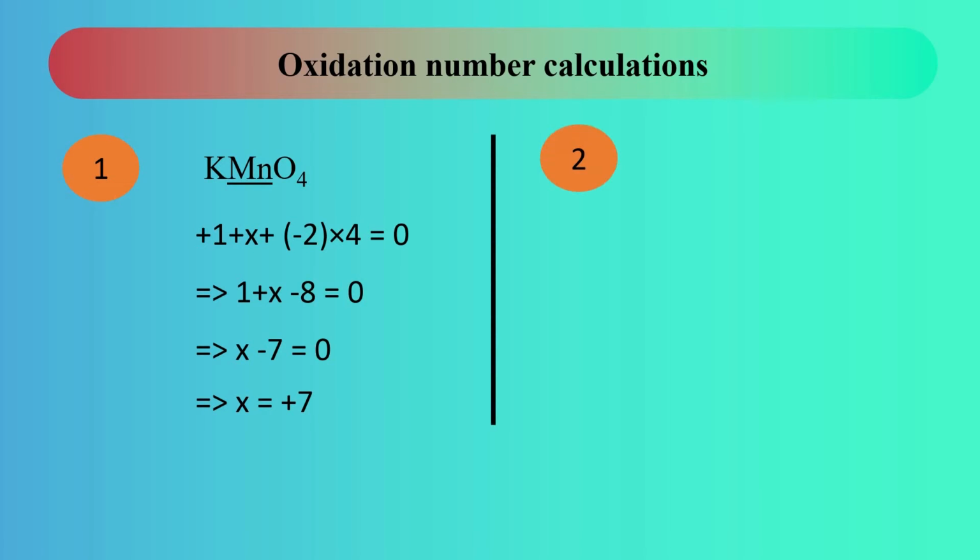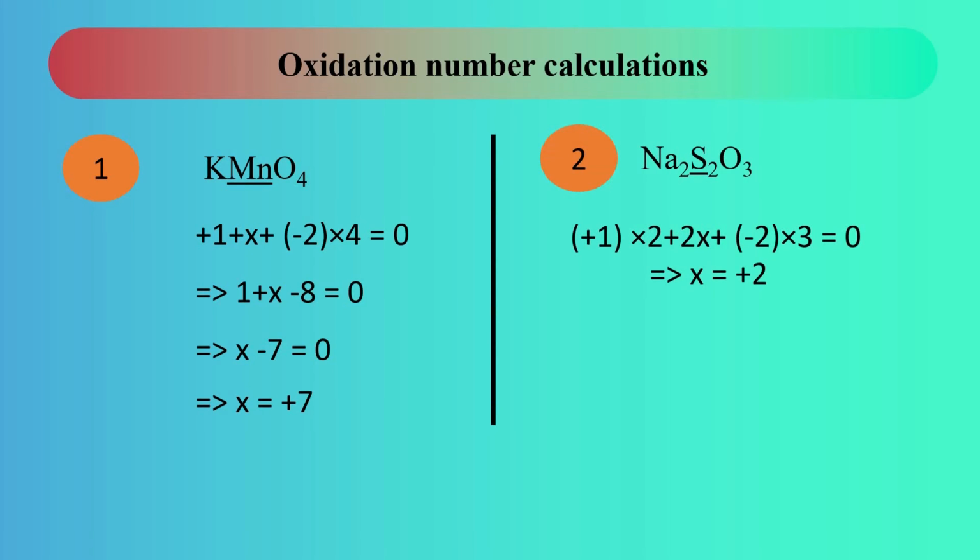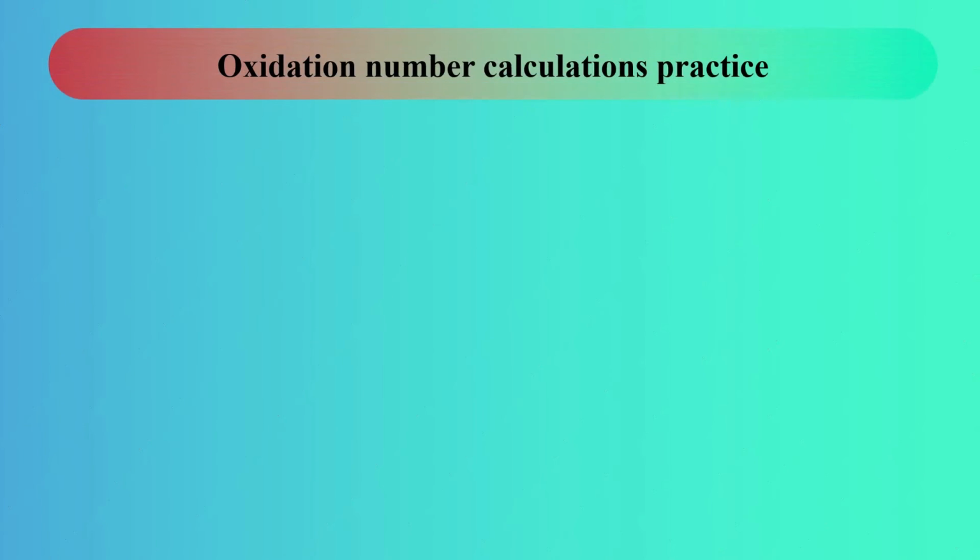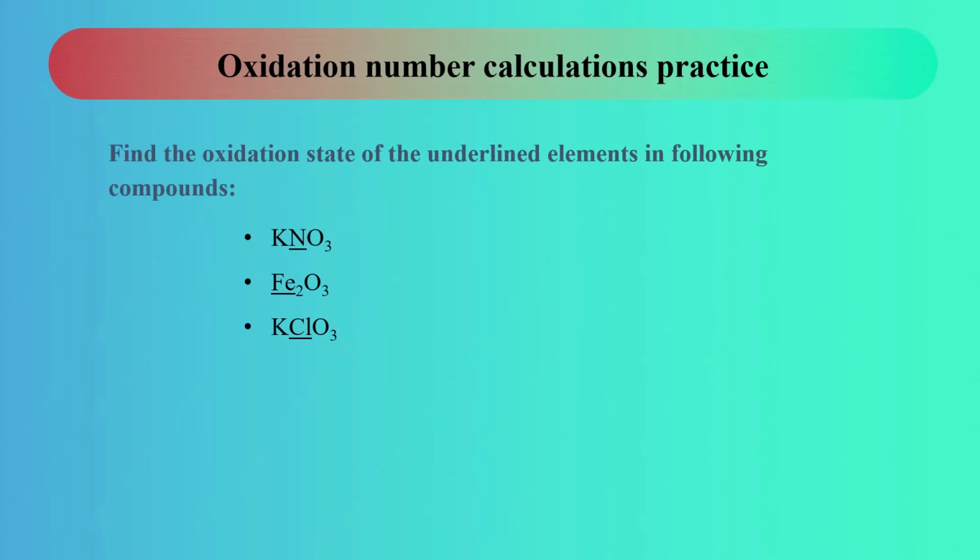Another example, sodium thiosulfate. We have to find the oxidation number of sulfur. We know the valency of sodium, we know the valency of oxygen. Sodium is +1, oxygen is -2, and the total is equal to 0. We are using the same rules 3 and 4. Here X is unknown, sulfur, we have to find out. From simple maths, X is equal to +2. You can practice similarly to find the oxidation number of the underlined element. If you have any confusion, you can write in the comment below. You can get the answer instantly.